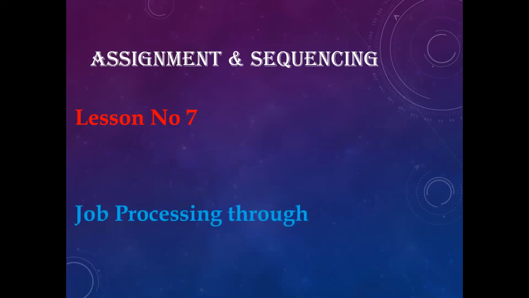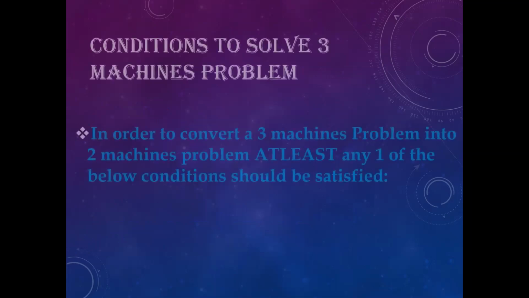Now, yesterday we finished job processing through 2 machines. Now, our focus today will be on job processing through 3 machines. Again, as in the assignment problem, the minimization problems were very simple. But when the sum was based on maximization, you used to convert the matrix into a minimized matrix and then start with the procedure. In the same way, class, the 3 machines procedure is also slightly different.